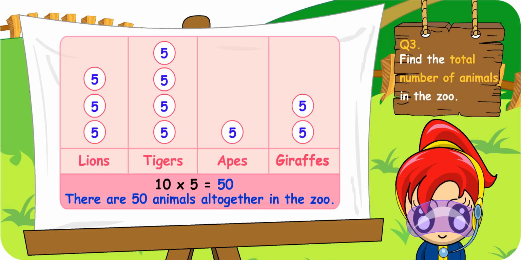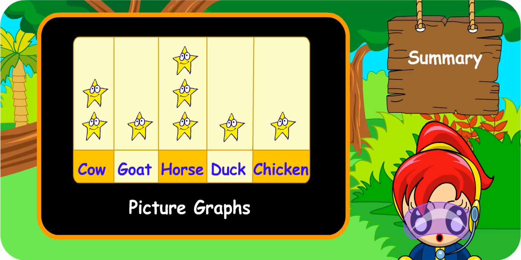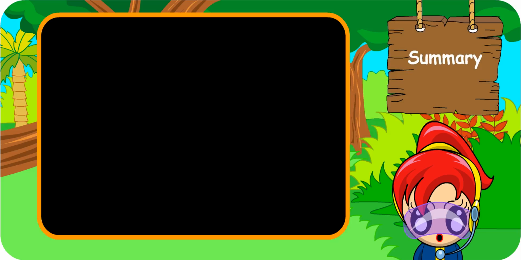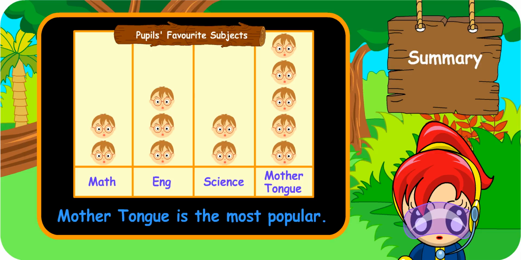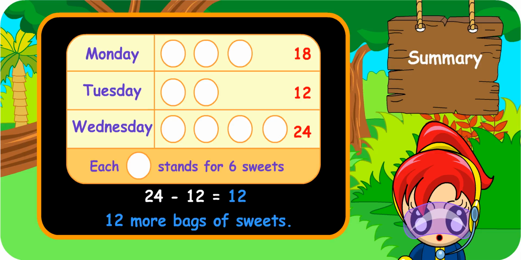Very good, Turbo Girl. You have learned a lot more about picture graphs today. Yes, in this lesson, I learned how to read data from a given graph and answer questions related to it. For example, this picture graph shows that mother tongue is the most popular subject among pupils, while this other picture graph tells us that 12 more bags of sweets were sold on Wednesday than on Tuesday.